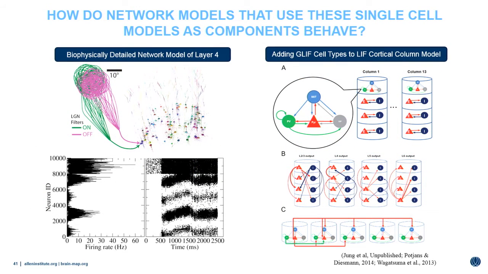We can also use these models as the building blocks for our network models. So on the left is a biophysically detailed model of layer 4 that's been populated with actual models from the cell types database, and you can see here the response to showing that model a visual grating. And then on the right is a glyph model of cortical column computations, and we're planning to, again, populate those with the individual glyph models that represent the different cell types that are present in this model.